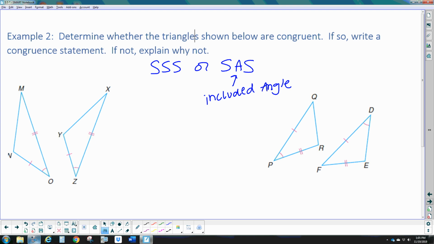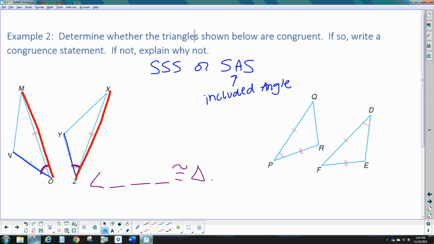Okay, so let's look here. We have a side, WO, and a side, YZ. We have an included angle, Z and O, and then we have a side, MO and XZ. When I write congruent statements for triangles, I'm just going to leave some blanks just so that I can make sure I match up the corresponding parts. You can do this a different way if you choose, but the important part is that corresponding parts match up.